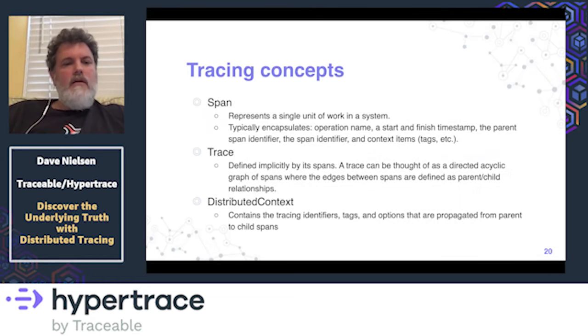So the trace is defined by its spans. The trace can be thought of as a cyclic graph of spans, where the edges between the spans are defined by the parent-child relationships, and this is kind of the whole string of connections. And then the distributed context is what binds them all together. It contains the identifiers, the ID of the entire string of traces and spans.